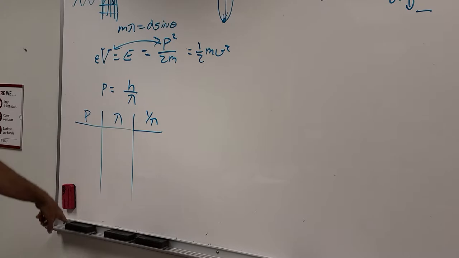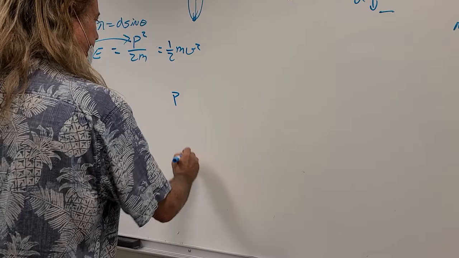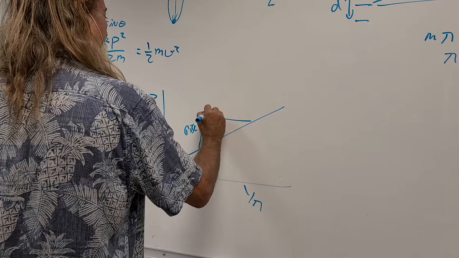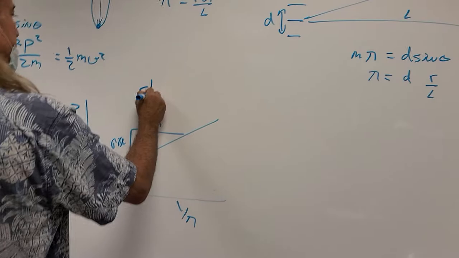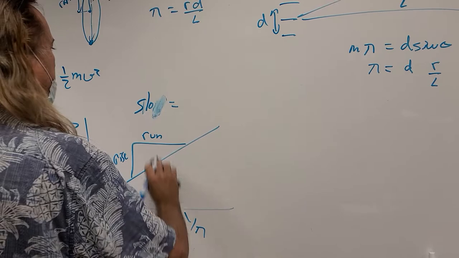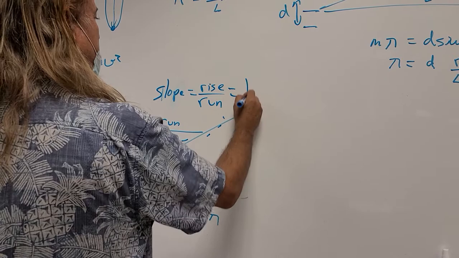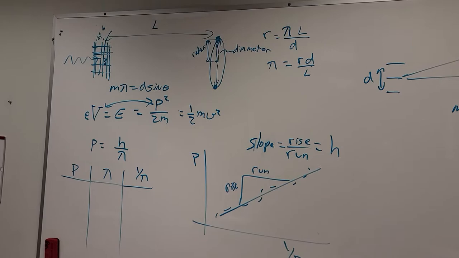And lo and behold, what do you know? If you plot P versus 1 over lambda, you do get a straight line, and the slope, rise over run, I don't want to write M because that means mass of the electron. The slope is a rise over run of this curve with the data points that you're going to get, and that's going to be equal to Planck's constant. Beautiful, beautiful, beautiful. All raw experiment from your Physics 1 and 72 knowledge.